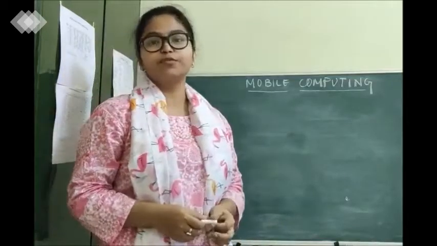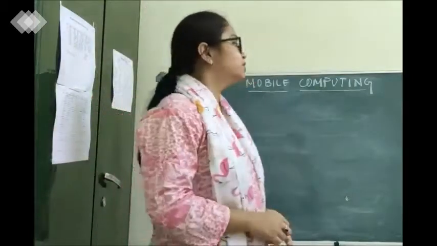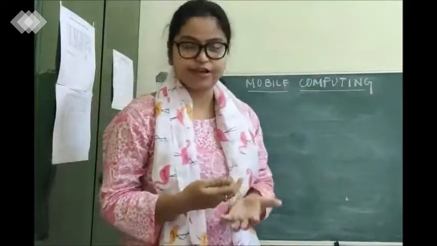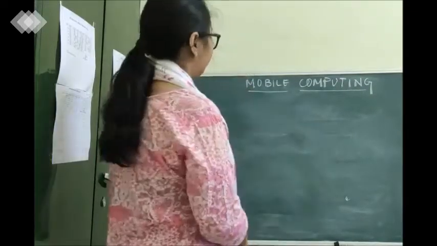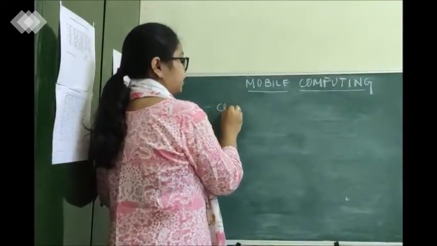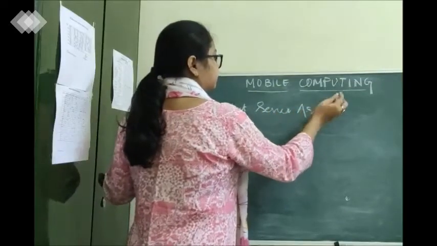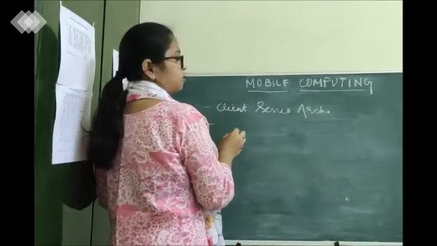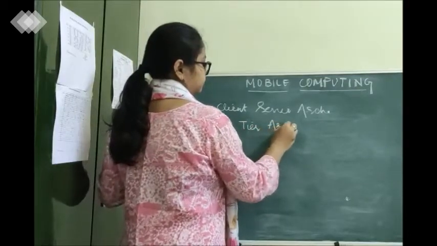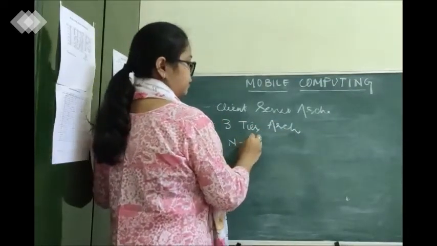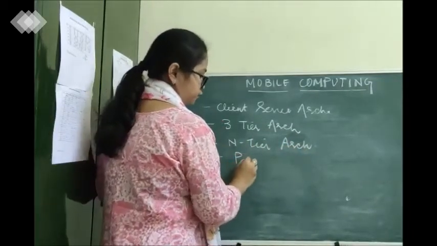We are going to discuss mobile computing for 5th semester students of Diploma Engineering and IT. In the previous class, we studied various types of architecture in mobile computing. We discussed client-server architecture. Then we discussed three-tier architecture. Then we discussed the entire architecture. We talked about peer-to-peer architecture.